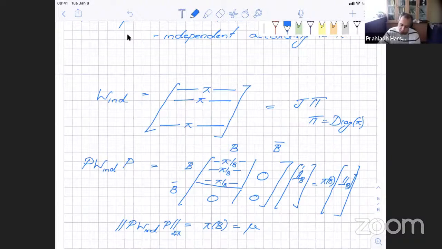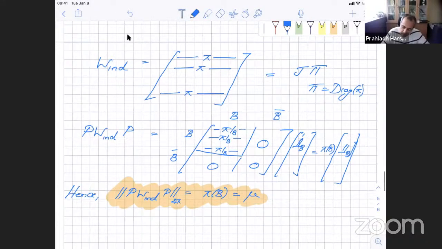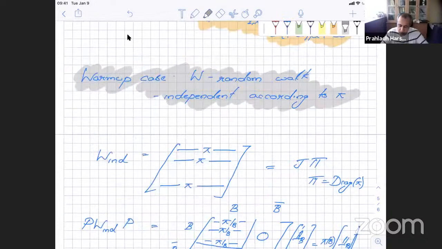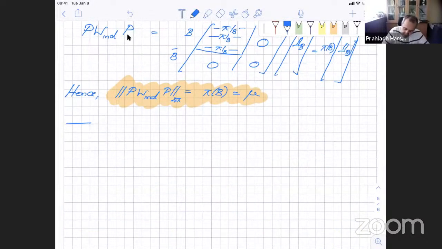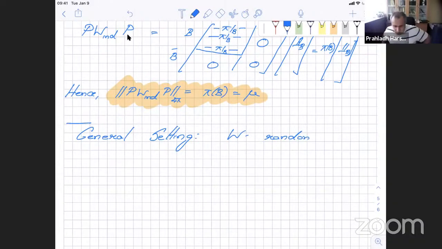So we have this. What we want to now show, let's go back to the more general setting. So this is the warm-up setting, and now let's go to the more general setting. W is a random walk matrix.